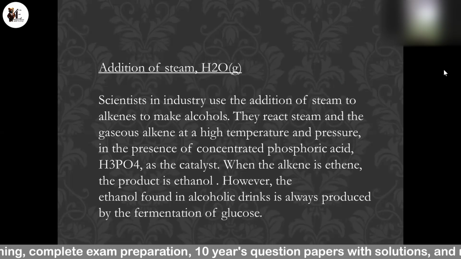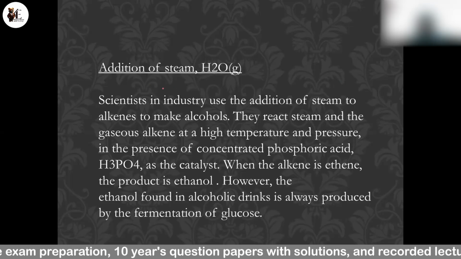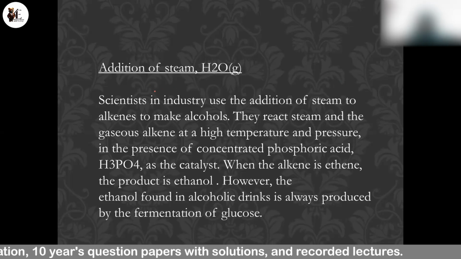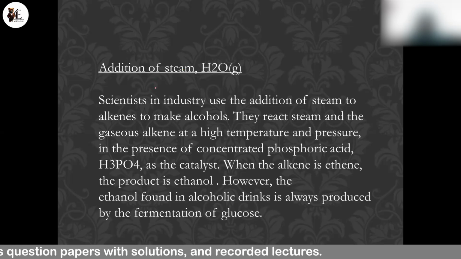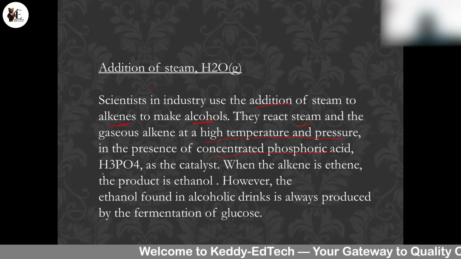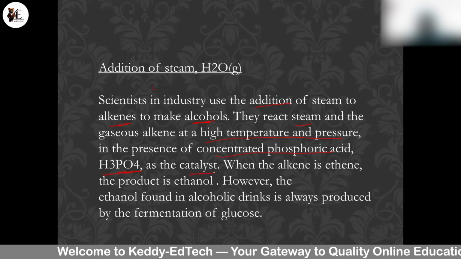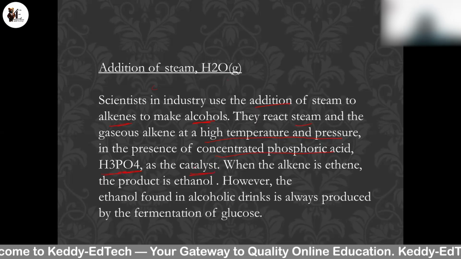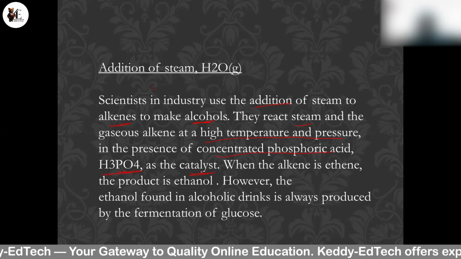Yes. So what happens in the addition of steam? We are doing the reactions of alkenes. So how does alkene react with steam? Scientists use the addition of steam to alkenes to make alcohols. When you add the steam, that is H2O in the gaseous state, to alkenes, it forms alcohols. The conditions are high temperature and pressure, and the catalyst is concentrated H3PO4, that is phosphoric acid.